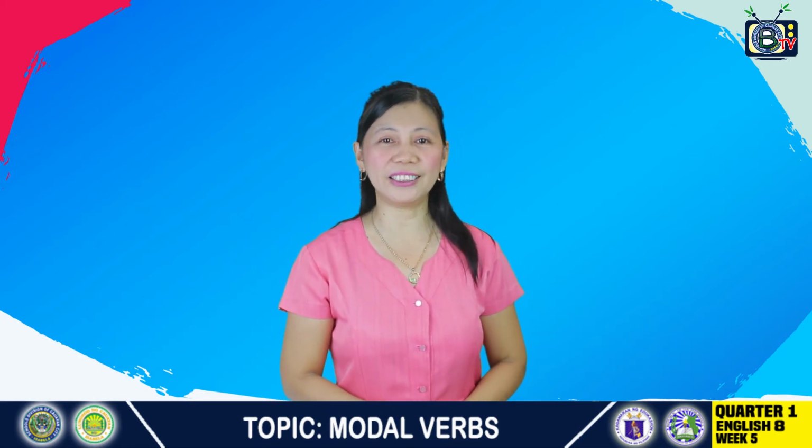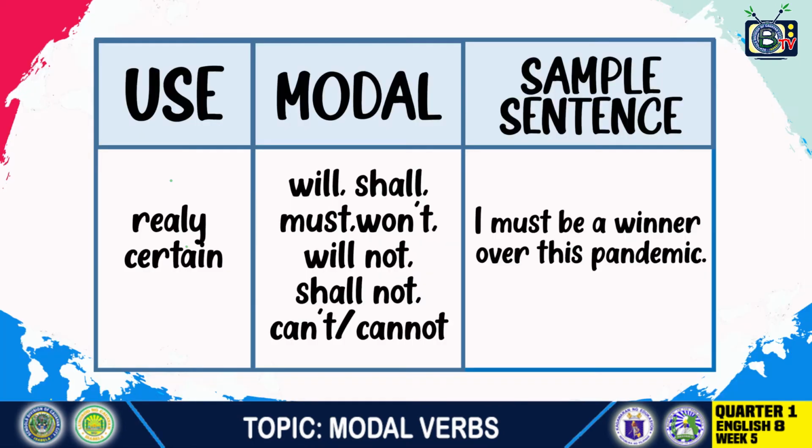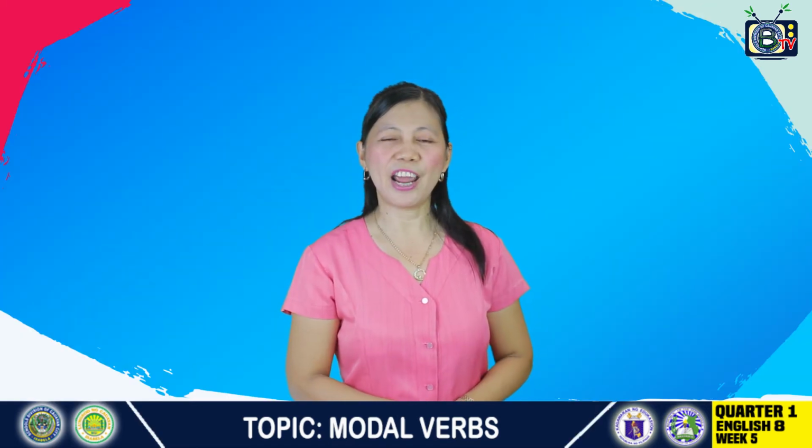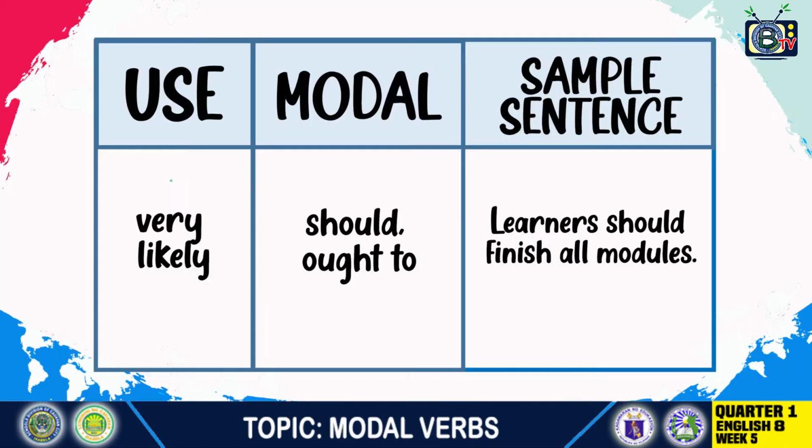If you are really certain, use the modal verbs will, shall, must, won't, will not, shan't, shall not, can't, or cannot. Sample sentence: I must be a winner over this pandemic. If you are very likely, then the modal verbs to be used are should and ought to. The sample sentence is: learners should finish all modules.